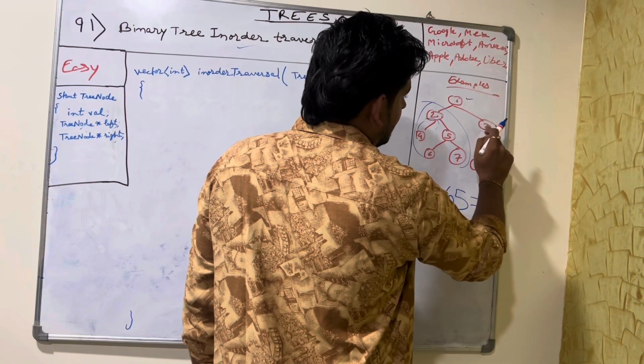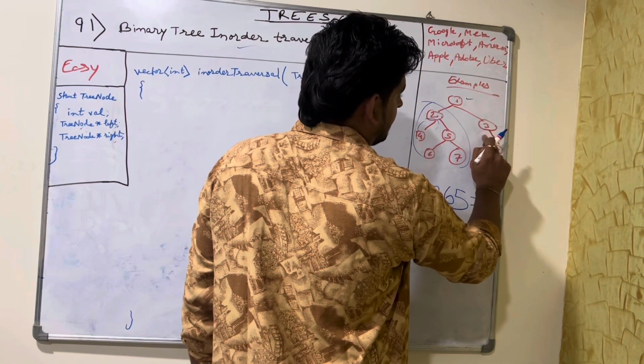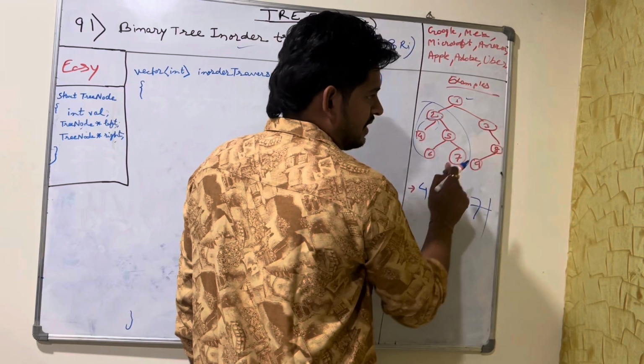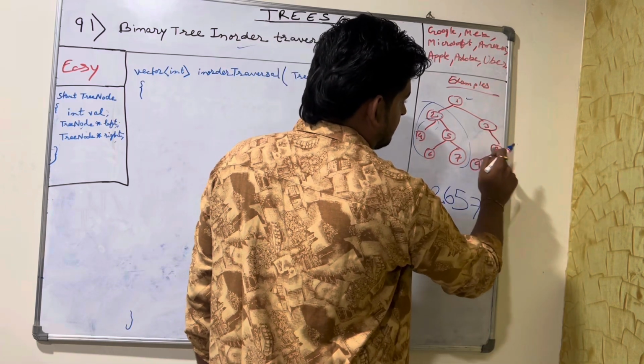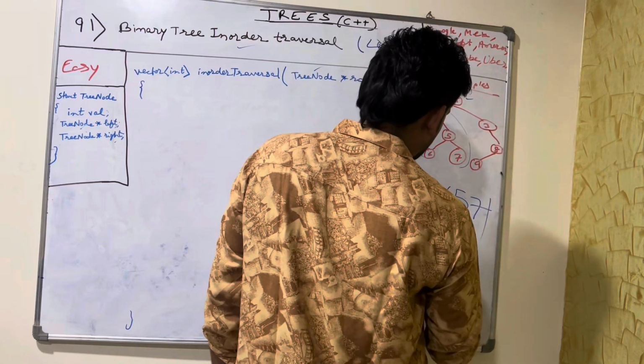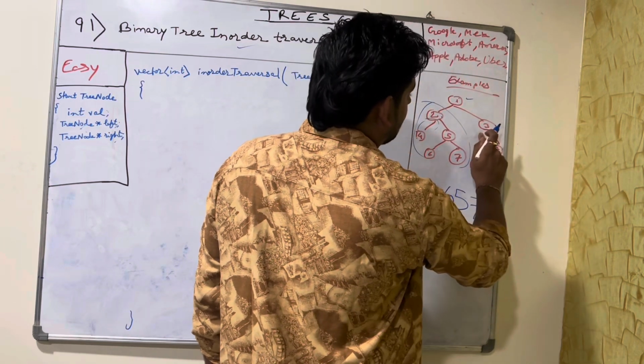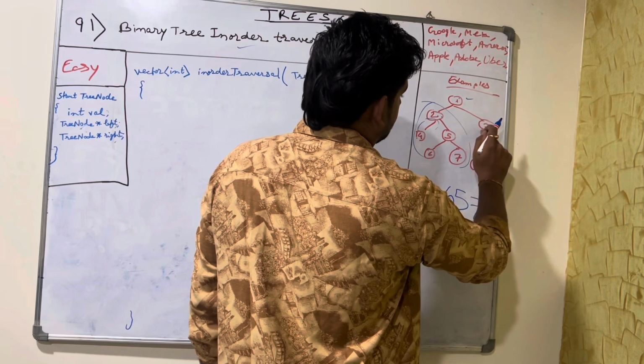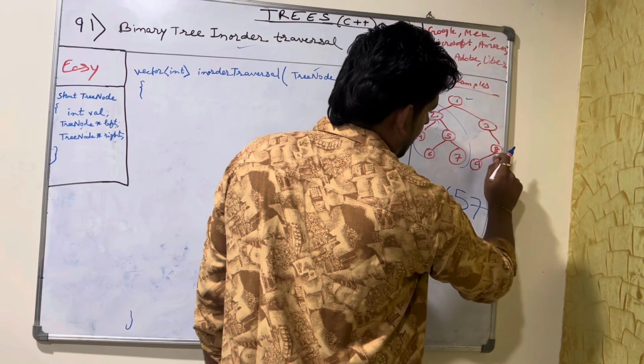So what is there in the right? It is root 3. Does it have a left subtree? No, it doesn't have a left subtree, it has a right subtree. So left is not there, then after left, root comes, so we will print root, so 3 will be printed. And then what will go? Left is not there, root we have printed, we go to the right.